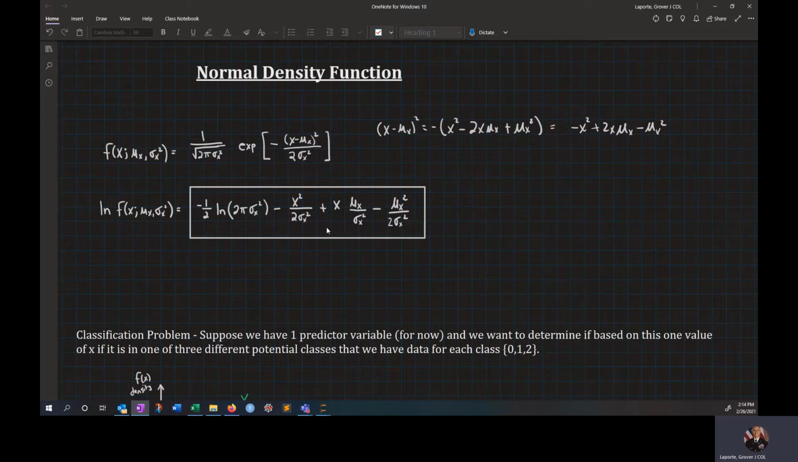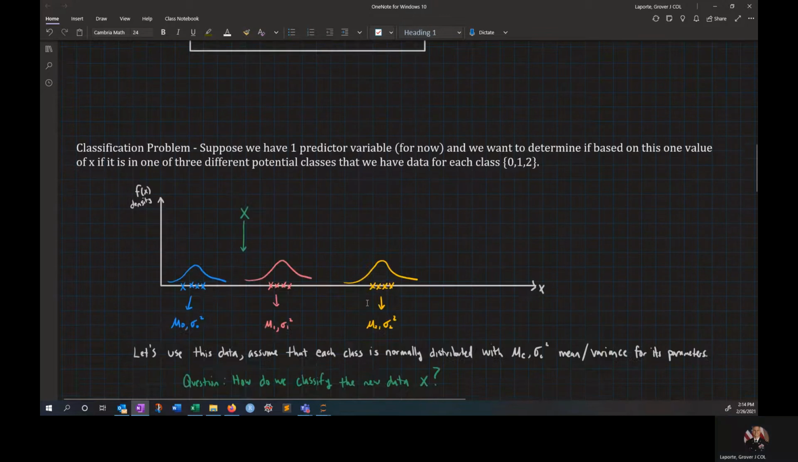I think I got it right, and we'll find out later on if we did or not. Let me just make sure. Yeah, that's what it should be. So the natural log of this density function is this thing right here, and we're going to need this in a few minutes.